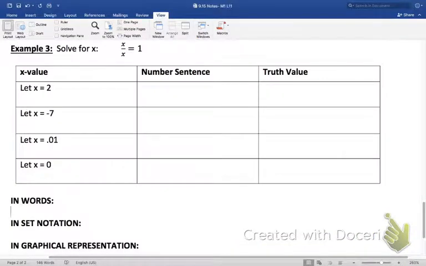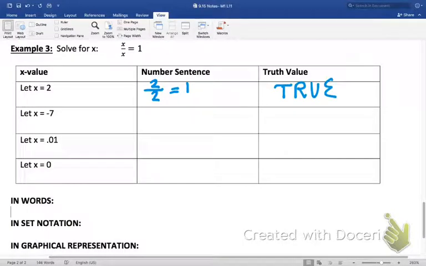Okay, I have one last example for you, and this is the equation x divided by x equals 1. This equation looks a little bit different than some of the other ones. It's not something you can look at and know the solution right away, but certainly we could test out certain values and see if they make the equation true. If we look at this table, we're going to first let x equals 2, which means we plug in 2 for x. We get 2 over 2 equals 1. So is 2 divided by itself equal to 1? Yes, 2 divided by 2 is equal to 1, so this would be true.